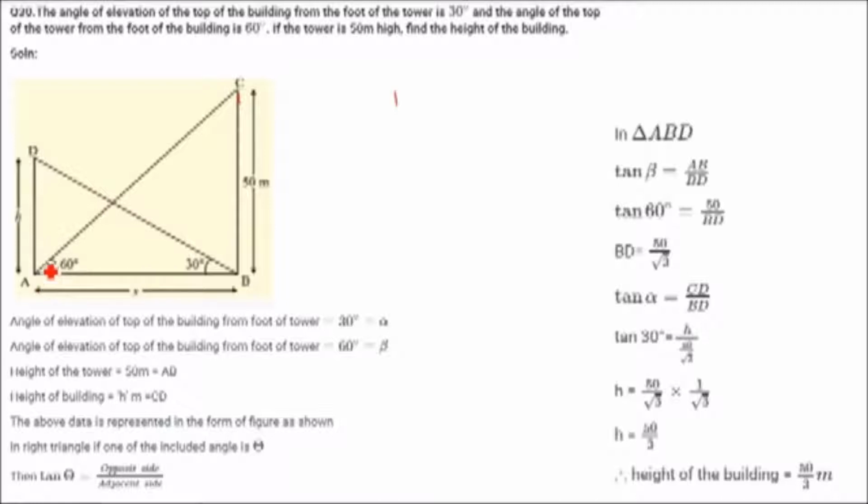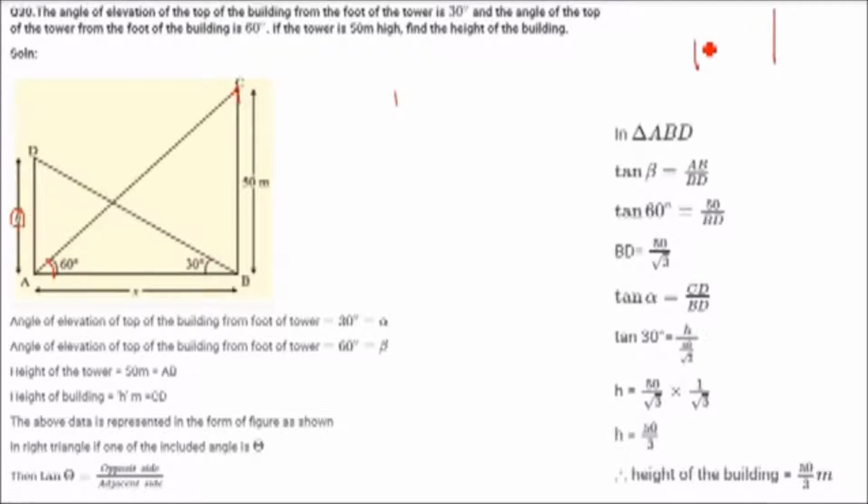Now from the foot of this building, the angle of elevation to the top of the tower is 60 degrees, and from the foot of this 50 meter tower, the angle of elevation to the building is 30 degrees. So we have to find the height of the building. Let us take it as h.